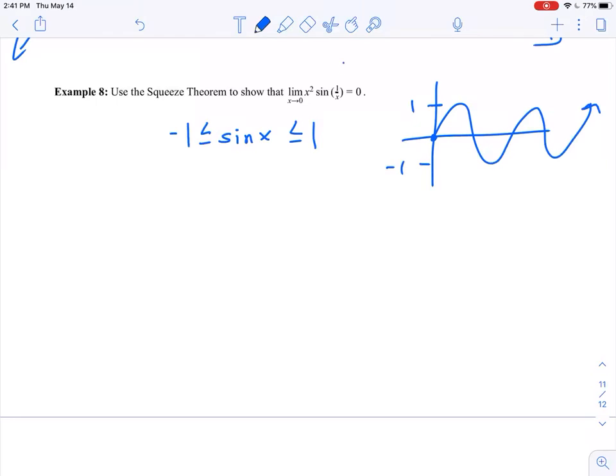And really, you can plug whatever you want in for sine of x. It's always going to be bounded between -1 and +1. So I can also switch the inside part of my sine function, to say -1 is less than or equal to sine of 1 over x, excuse me, I didn't fix that, sine of 1 over x is less than or equal to +1. So okay, I've got a lot of my function right here. I have this piece right here, but I'm missing that x squared.